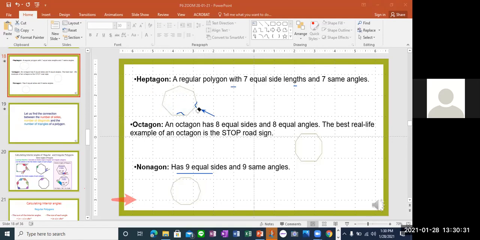Thank you, you're all back. Now here we have the heptagon. How many sides are there in a heptagon? There are 7 sides and 7 angles. Hepta means 7.